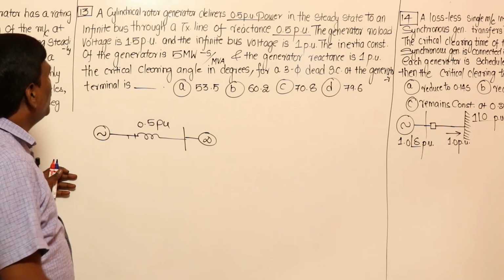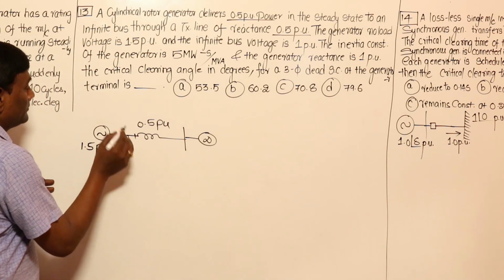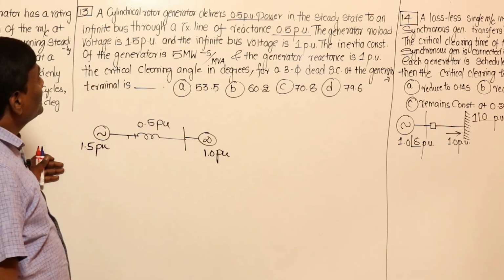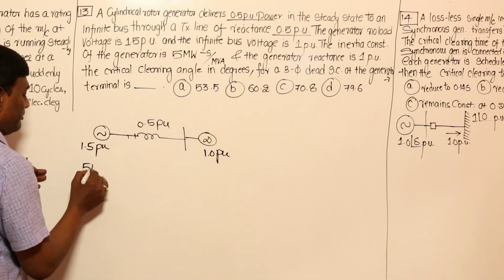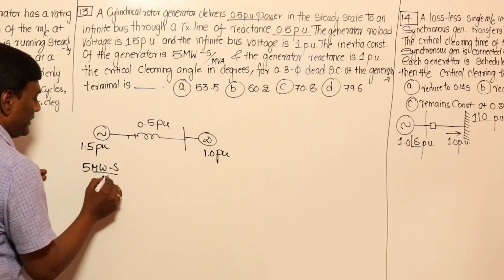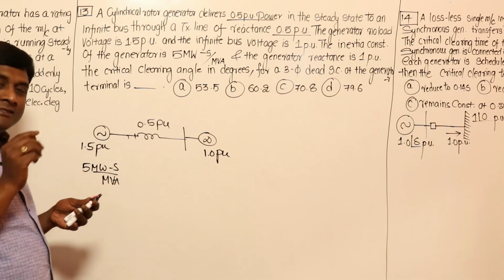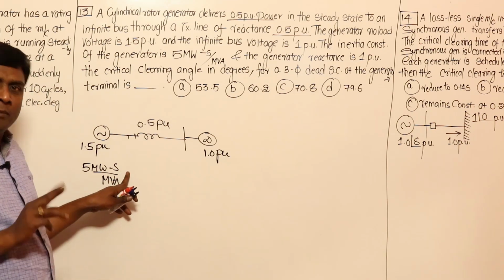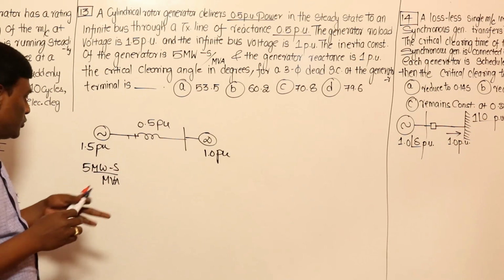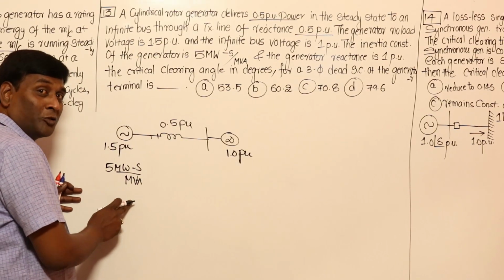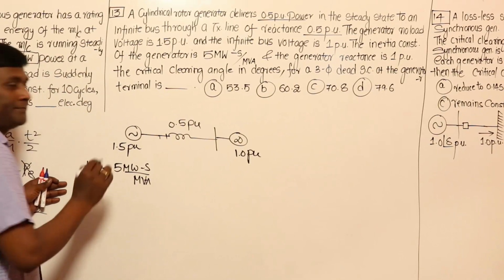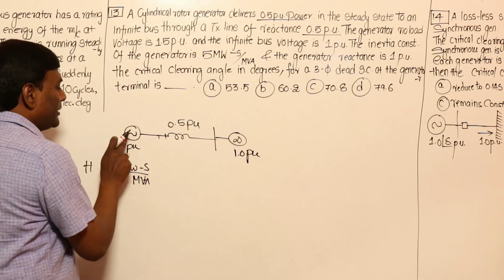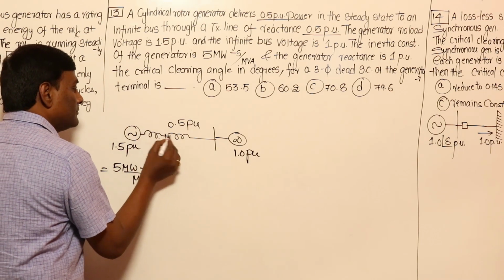Now the generator no load voltage is 1.5 per unit, and the infinite bus voltage is 1 per unit. The inertia constant of the generator is 5 megawatt second per MVA. As I continuously say, dimensions are very much important in stability. What is megawatt second? Megajoules only, power into seconds, megajoules. So this is megajoules per MVA, H. Keep it aside. And the generator reactance is 1 per unit.